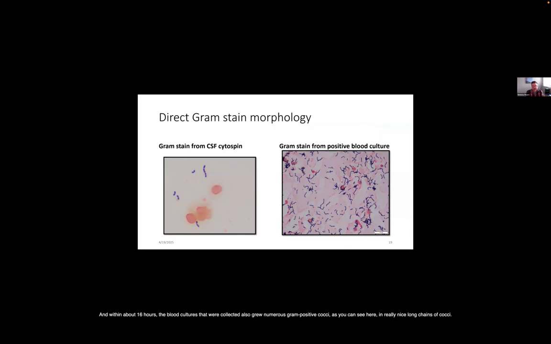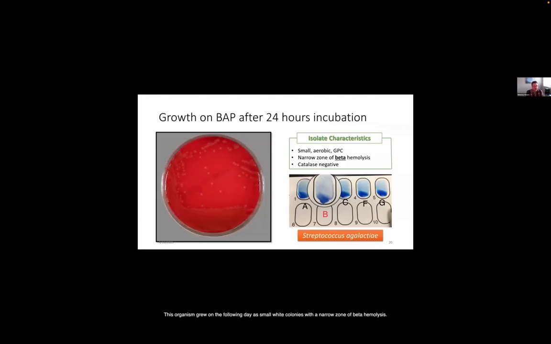And within about 16 hours, the blood cultures that were collected also grew numerous gram-positive cocci, as you can see here, in really nice long chains of cocci. This organism grew on the following day as small white colonies with a narrow zone of beta hemolysis and reacted with the Lancefield serogroup B latex reagent. So we identified this as Streptococcus agalactiae.